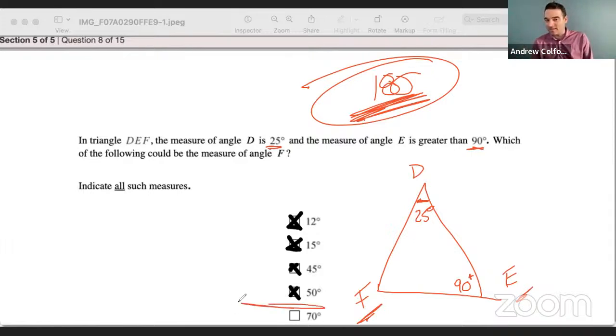F cannot be 70 degrees, because if F were 70 degrees, this would be 95 and this would be 85, which breaks the rule. You could, if you really wanted to, test all of these numbers and make sure they work, but you don't really need to because it's a limit, right? F has to be below 65 degrees to be exact. So it could be 64.9, but the line in the sand that we draw is right there.